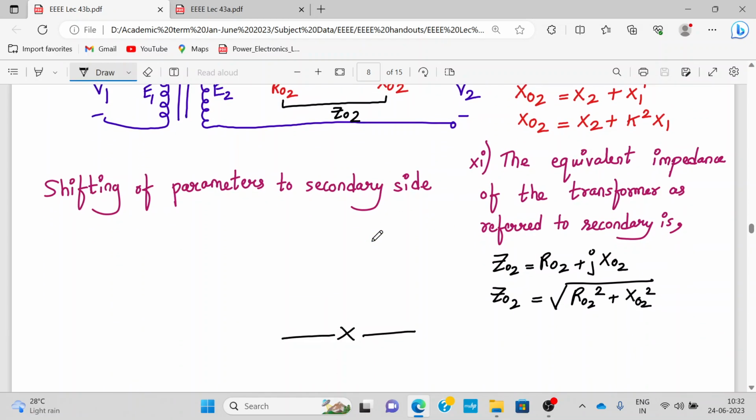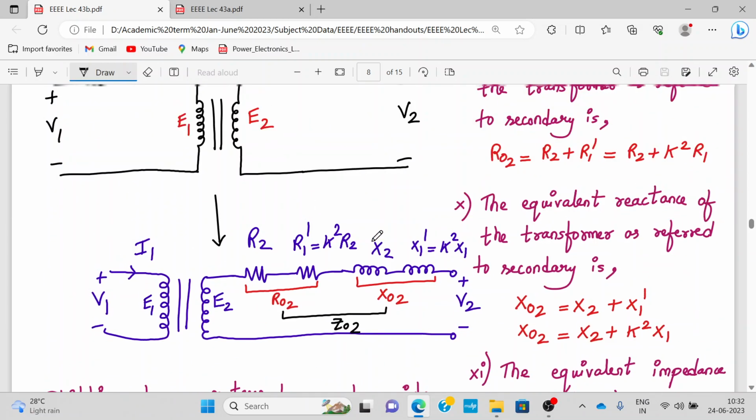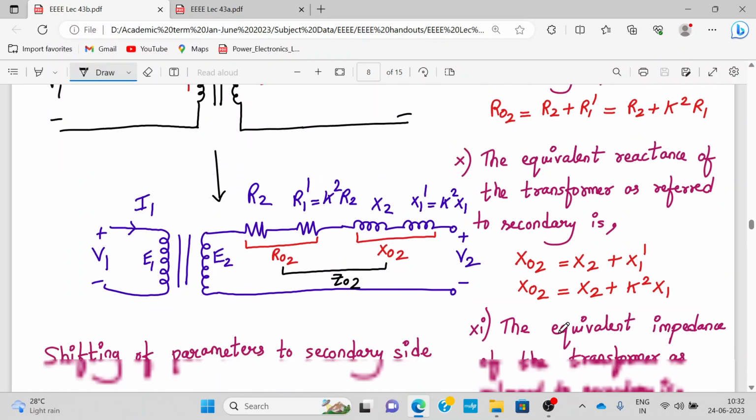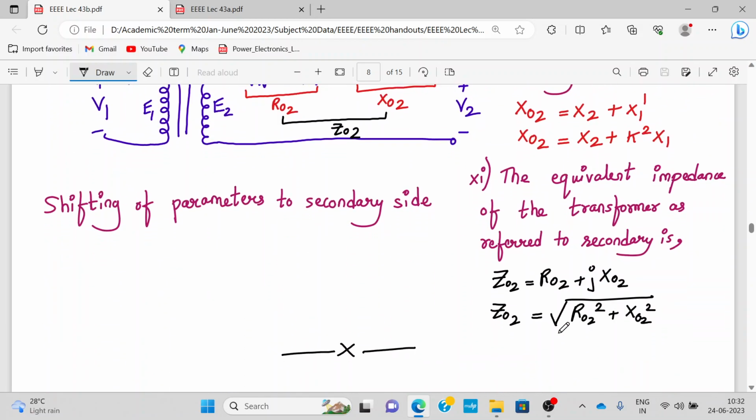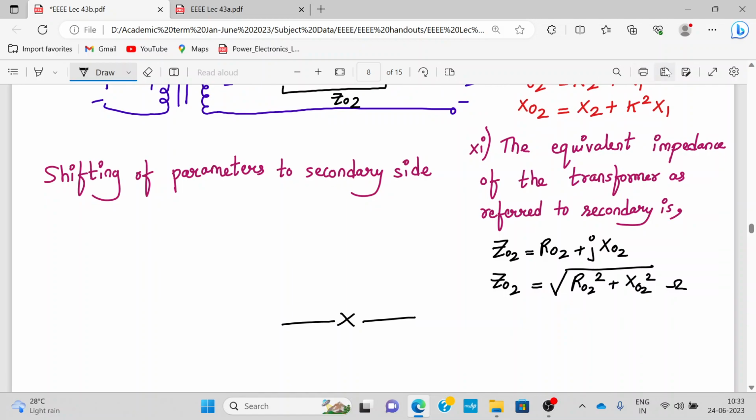Alright, so let's move on to the next one. Remember, the unit of RO1, XO1, RO2, XO2 is ohms. Even the unit of ZO1 and ZO2 is ohms. So this is all in ohms. Alright, let's move on to the next one now.